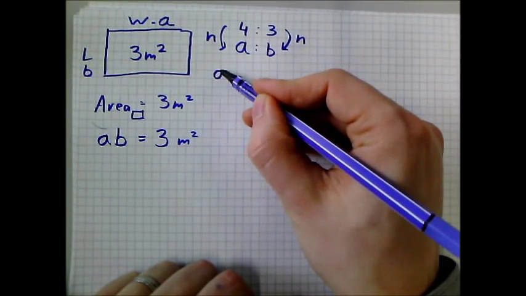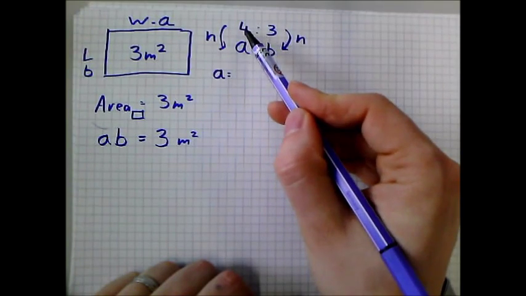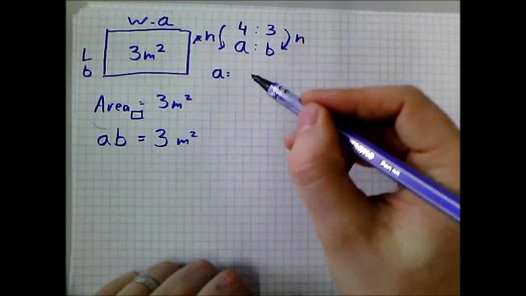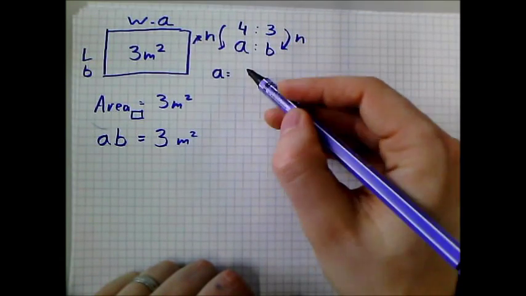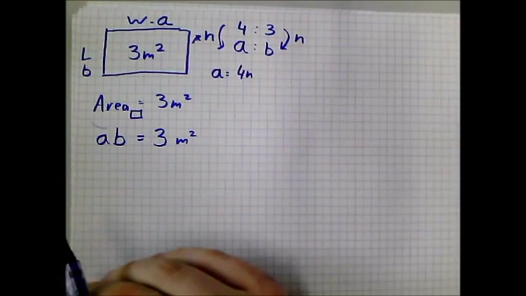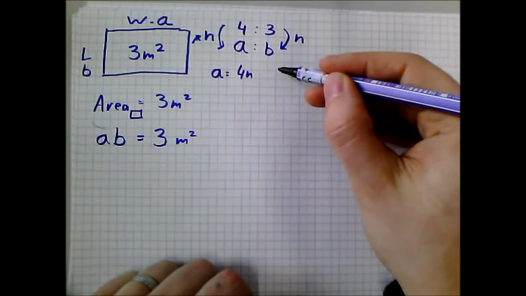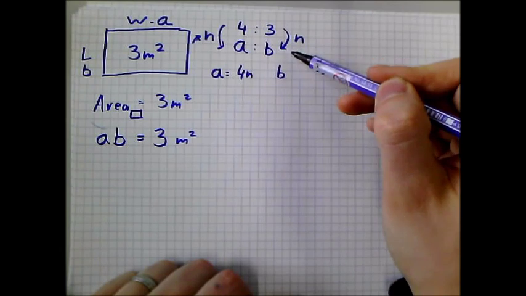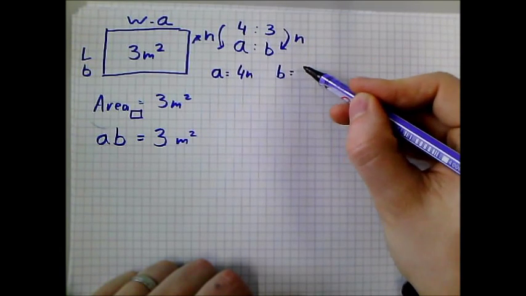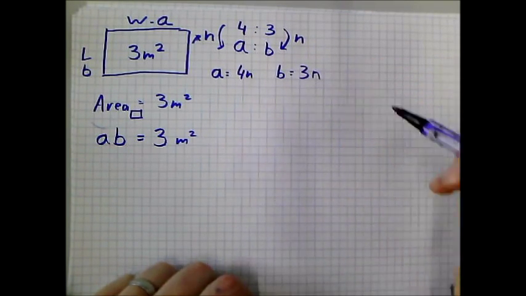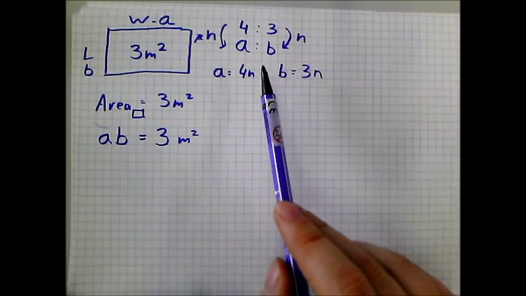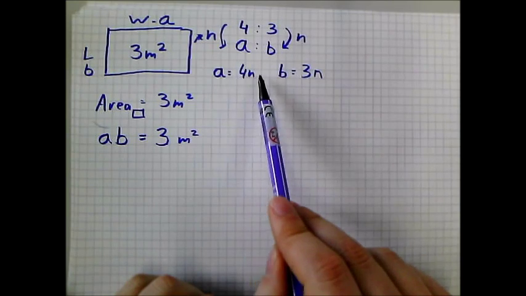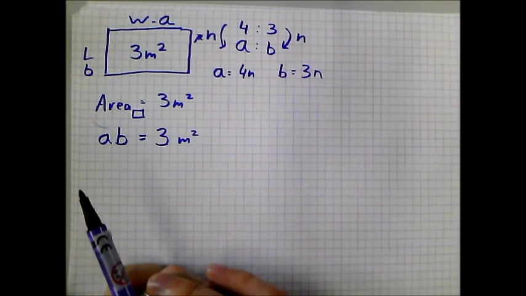So I know to get A, I start off with 4 and multiply by n. So 4 multiplied by n is 4n. And to get B, I start with 3, I multiply by n, and that gives me 3n. So B equals 3n. And now I have a link between A and B. I can write it in terms of n.